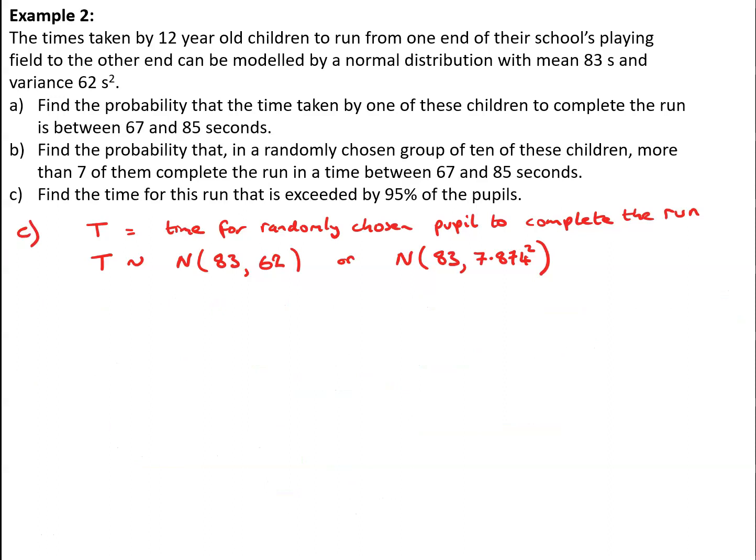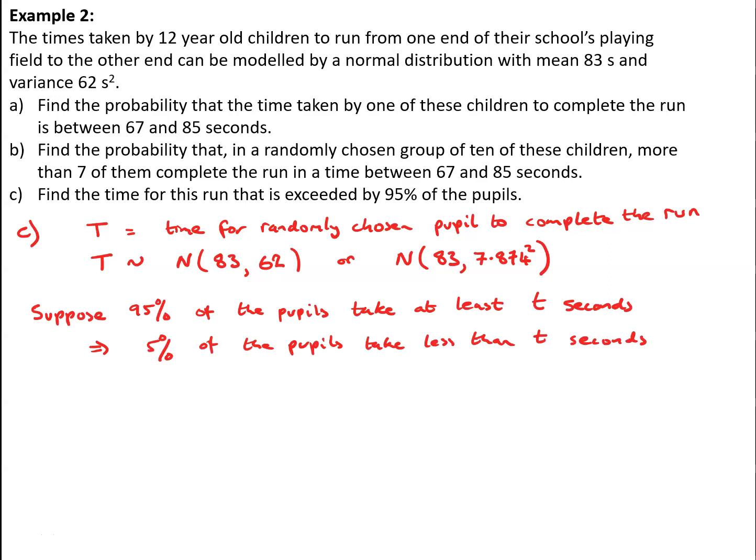Moving on to part C, we want to find the time for this run that is exceeded by 95% of the pupils. So, suppose 95% of the pupils take at least t seconds to complete the run. That means that just 5% of the pupils take less than t seconds to complete the run. So what we're looking for is the value of little t such that the probability that the random variable capital T is less than little t is 0.05.